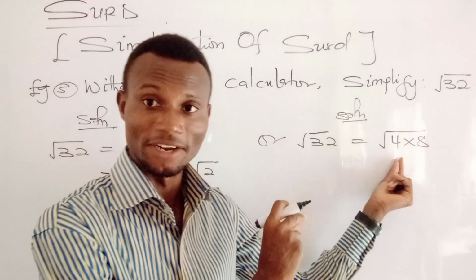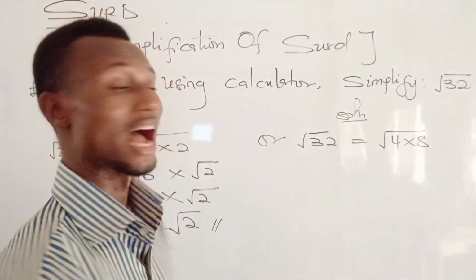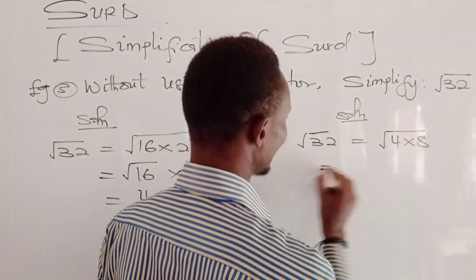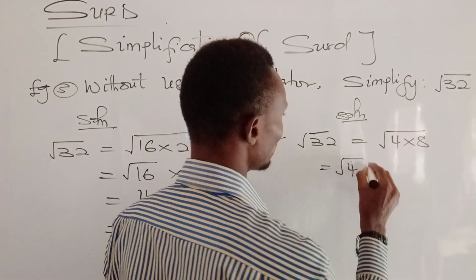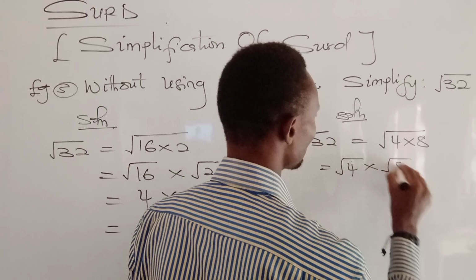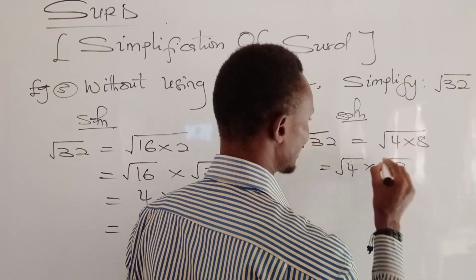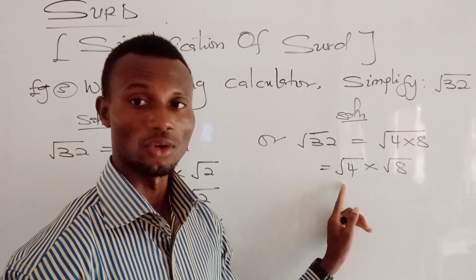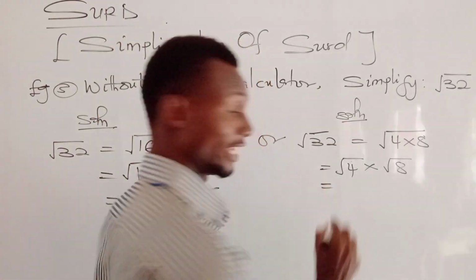So the square root will affect the 4 and also is going to affect the 8 as well. So we can write it as square root of 4 times square root of 8. I hope you understand up to this point. Now the square root of 4, we know the answer. So the square root of 4 is 2.